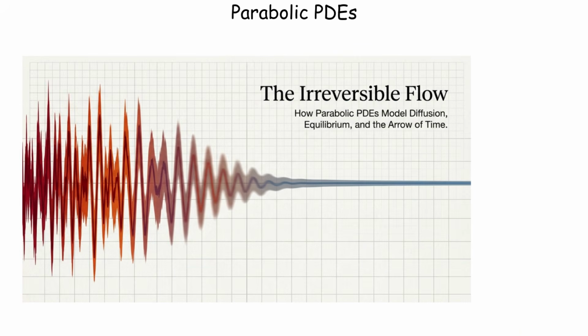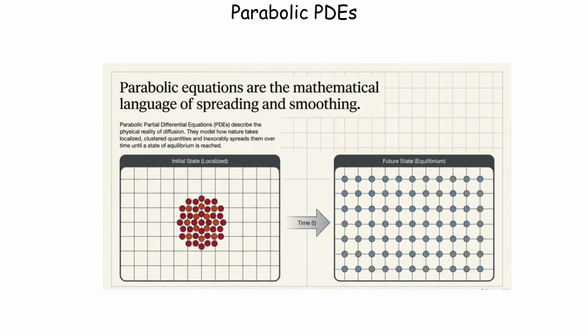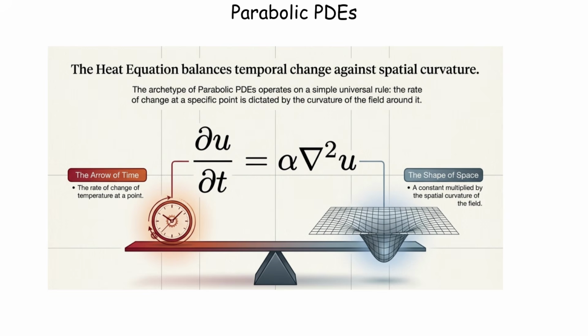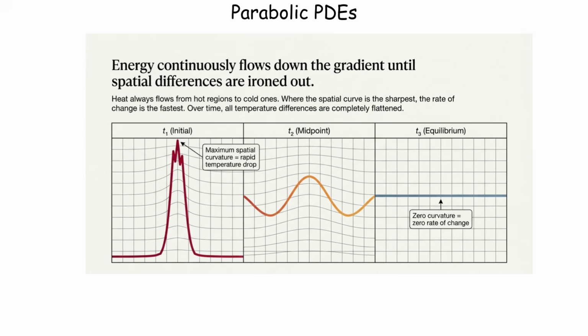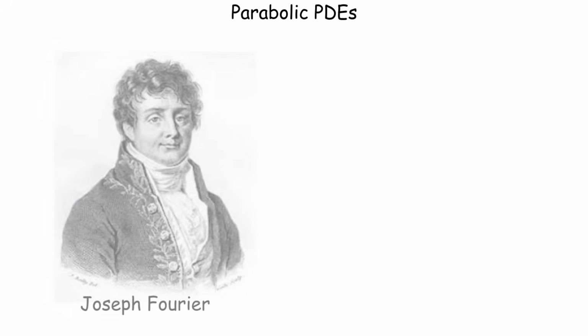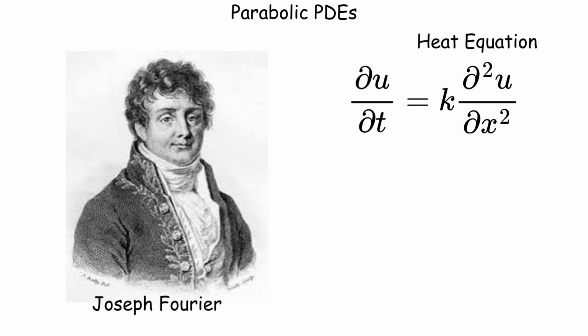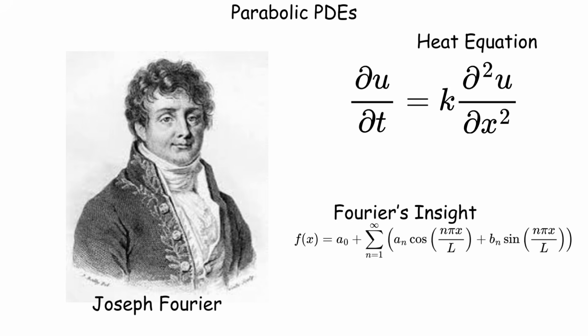Parabolic PDEs describe diffusion, the spreading and smoothing of quantities over time. The heat equation is the archetype. The rate of change of temperature at a point equals a constant times the spatial curvature of the temperature field. Heat flows from hot regions to cold ones, and over time, temperature differences are ironed out. Joseph Fourier introduced his famous series in 1822 precisely to solve the heat equation.